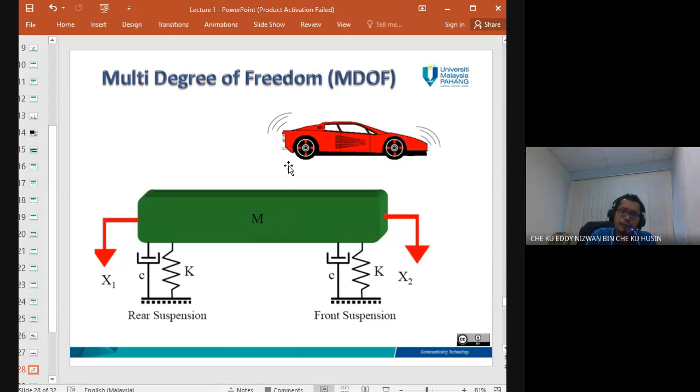Then you can model it as a multi degree of freedom system, where you consider the motion of the front part and the rear part. So this one is split in two, the front suspension and the rear suspension. S1 and S2 represent the motion for the front and the back.